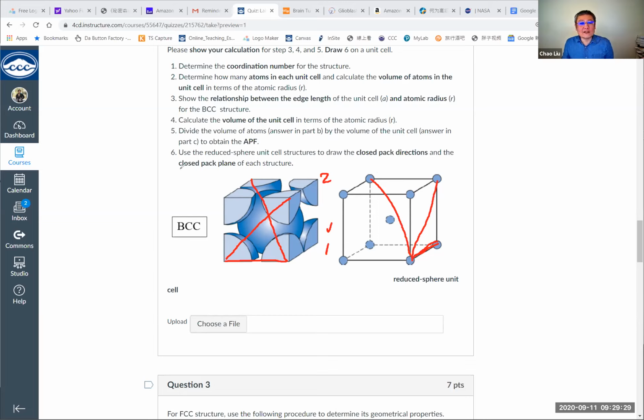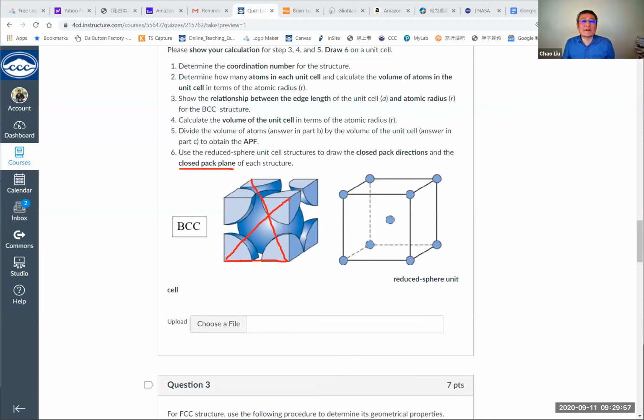The second one is the packed plane. So you look at the plane. The plane will be similar to the simple question that you answered previously. So you have to look at which plane will give you the most dense plane. Okay, any question about this one? Just to confirm, direction is just a straight line and then plane is a plane. Yeah, the plane is the plane.